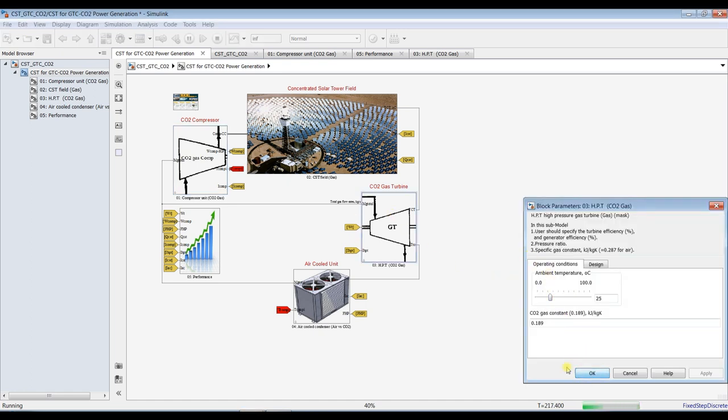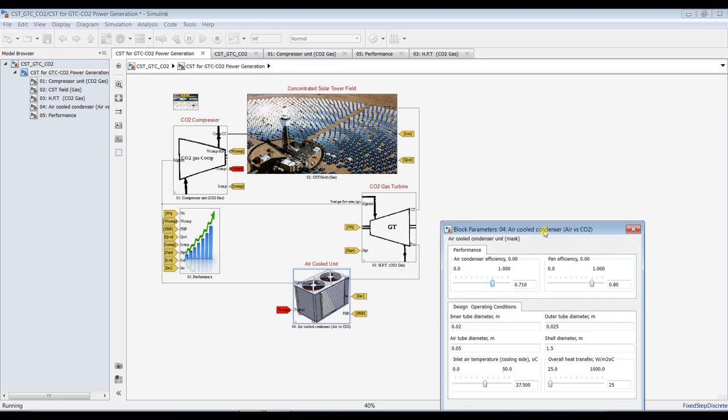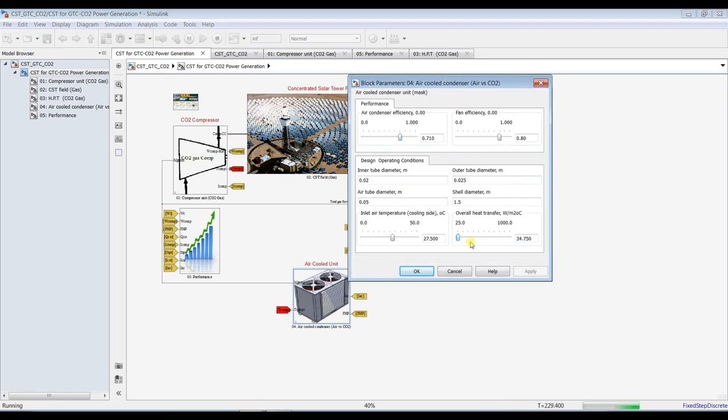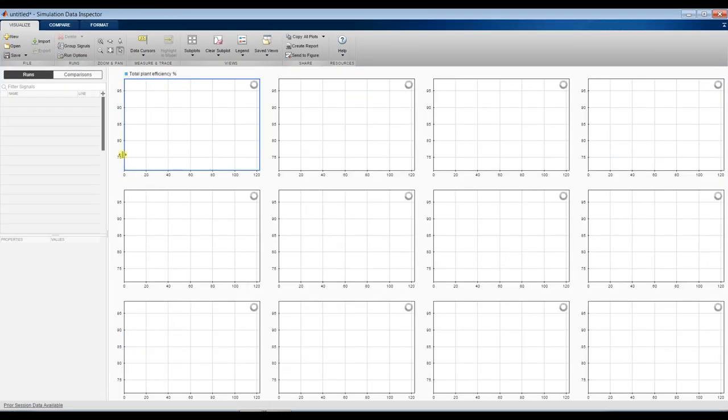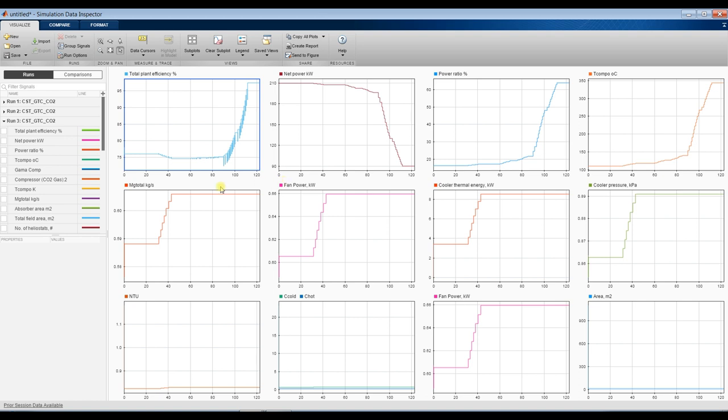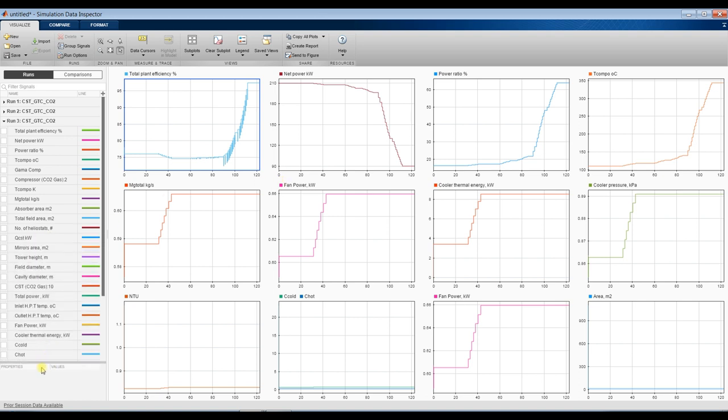Never mind, this is for exergetic. Okay, let's increase the overall heat transfer coefficients up to 600, or 400. It's enough for this. Let's hit stop and see our results. Okay, we can compare runs. This is the old runs, and we have the total plant efficiency. Let's go here and check the total plant efficiency.